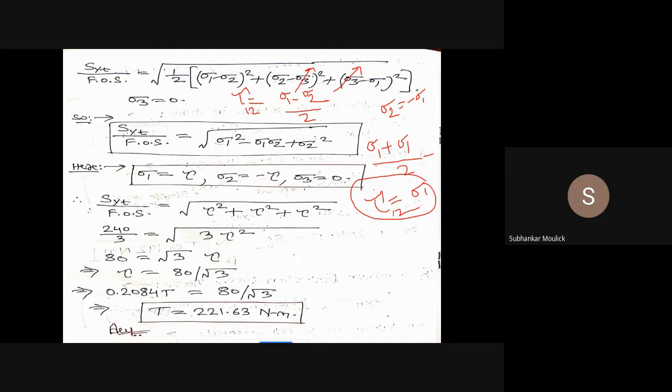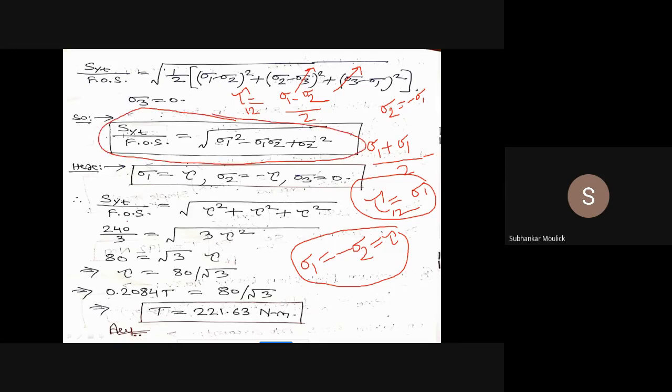So sigma 1 is nothing but minus times of sigma 2, which is equal to shear stress tau. This is the case of pure shear stress. So in place of sigma 1, I will substitute tau, and sigma 2 by minus tau in this particular expression.